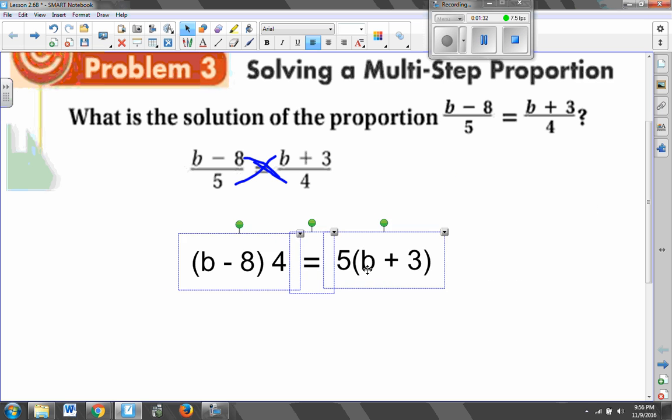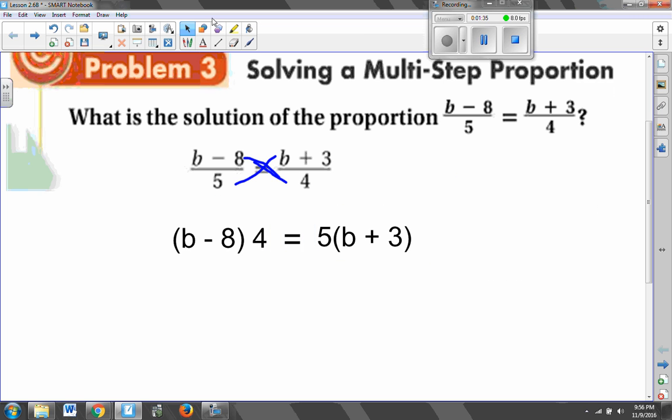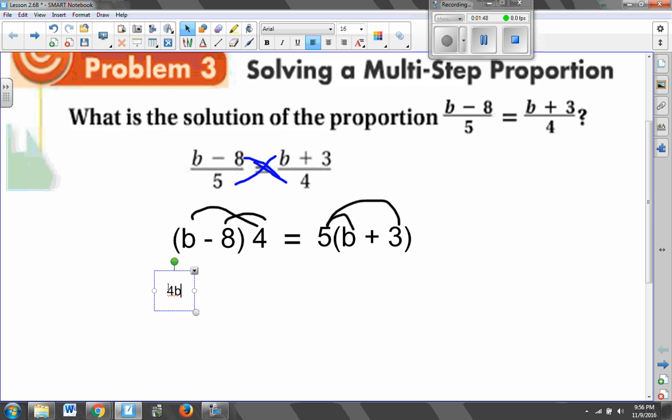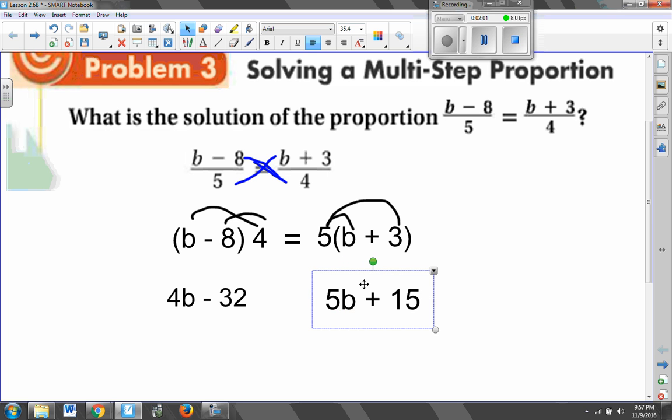This equation right here. The first thing that I need to do is get rid of the parentheses on both sides, which means I will distribute the 4 on the left side and the 5 on the right side. Distribute means multiply by what is in the parentheses. The left side is now 4 times b minus 4 times 8, which is 32. The right side is now 5 times b plus 5 times 3, which is 15. These are still equal to each other.